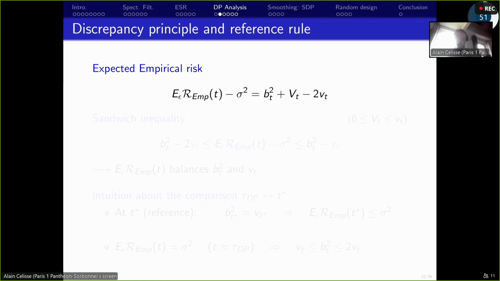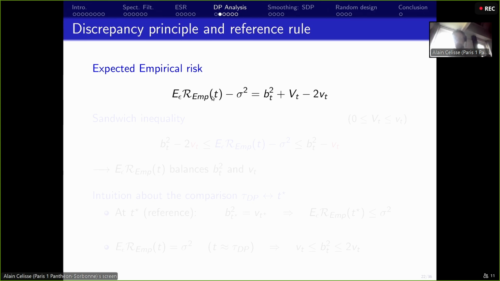Okay, so a few ingredients. First, I will simply tell you that we can calculate the expectation of the empirical risk to have an idea of the average behavior of the empirical risk as a function of t. And you can prove that on average, the empirical risk as a function of t minus sigma squared is related to the bias, variance and proxy variance following the equation written at the top of the slide. So of course, if you forget the last term, you see that the expectation of the empirical risk minus sigma squared is exactly equal to the sum of the bias term plus the variance term. So if you forget the last term, it would be exactly equal to the excess risk value.